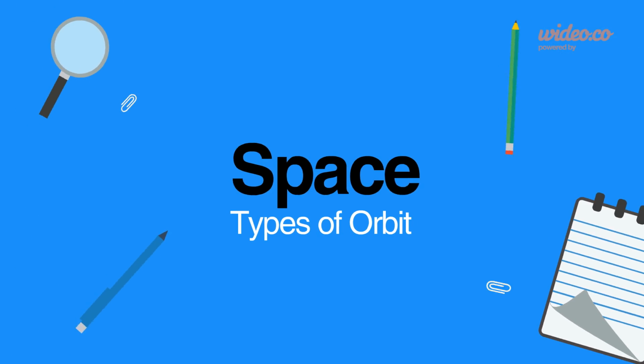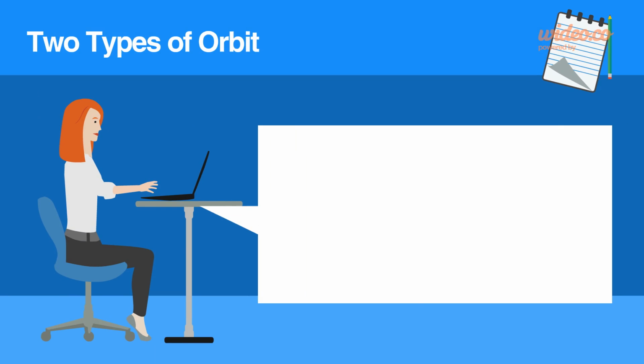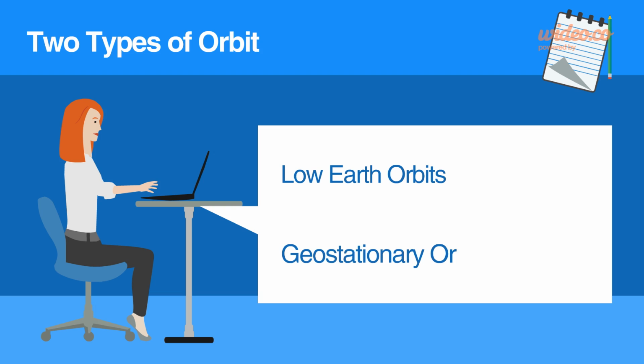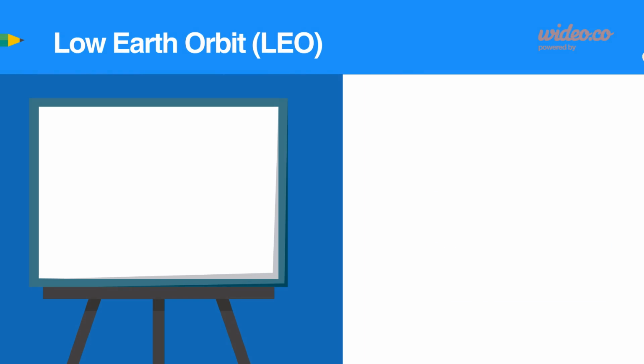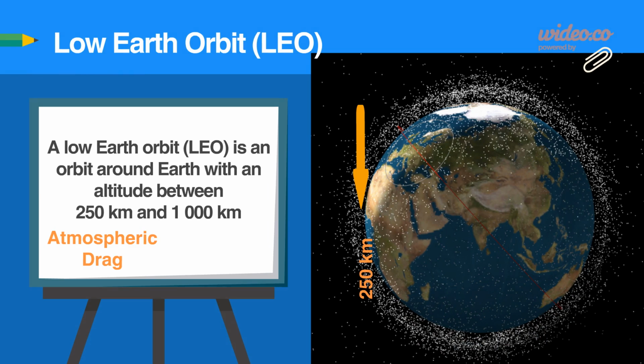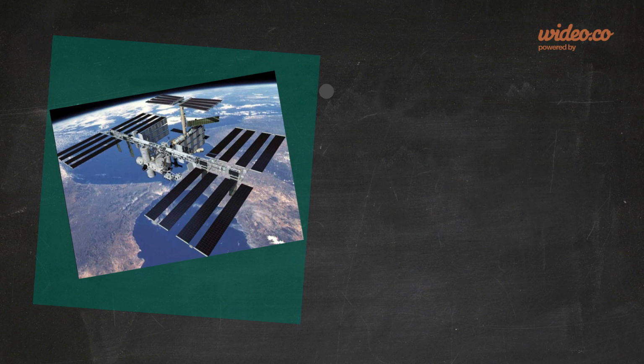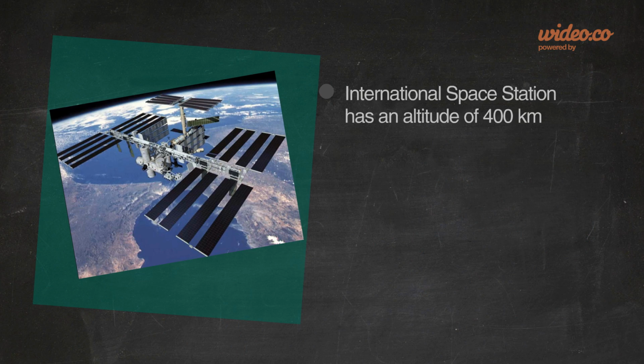Types of orbit. A spacecraft or satellite placed into orbit will generally be placed into one of two altitudes, either a low Earth orbit or a geostationary orbit. A low Earth orbit is generally an orbit higher than approximately 250 kilometers in order to avoid atmospheric drag, and lower than approximately 1,000 kilometers, the altitude at which the Van Allen radiation belts begin to appear. The International Space Station uses a low Earth orbit of an altitude of approximately 400 kilometers.